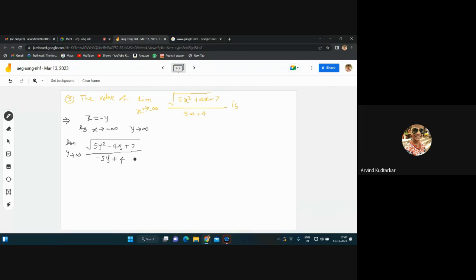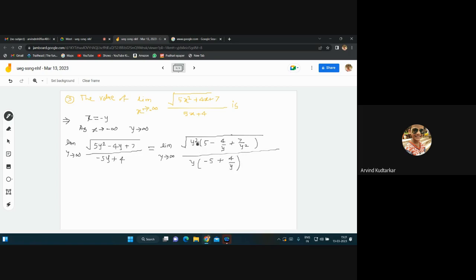Okay. तो ये आप कैसे सॉल्व करेंगे? That is equals to limit as y tends to infinity of क्या होगा रे? रूट ऑफ वाई स्क्वायर कॉमन लेना. सो वाई स्क्वायर टाइम्स इंटू 5 माइनस 4 अपॉन वाई प्लस 7 अपॉन वाई स्क्वायर. ओके, 7 अपॉन वाई स्क्वायर अपॉन वाई कॉमन लेगा माइनस 5 प्लस 4 अपॉन वाई इज देयर.